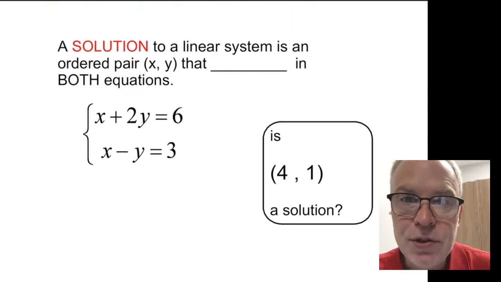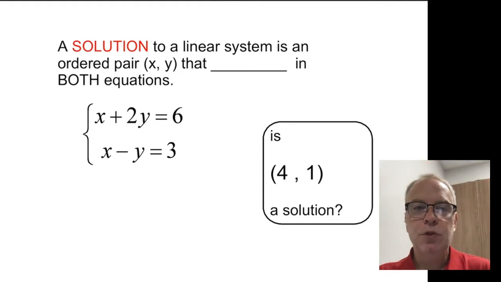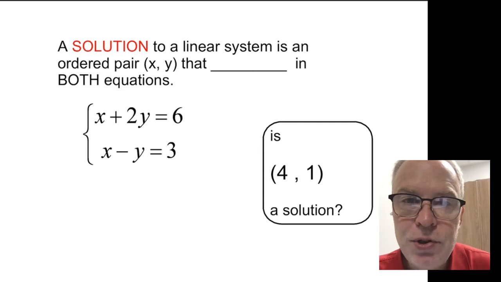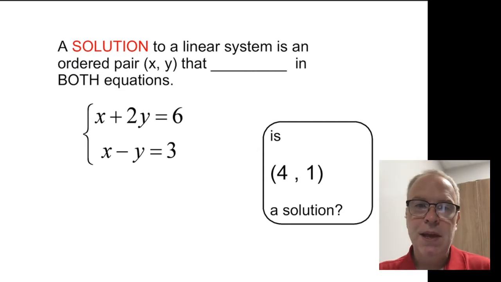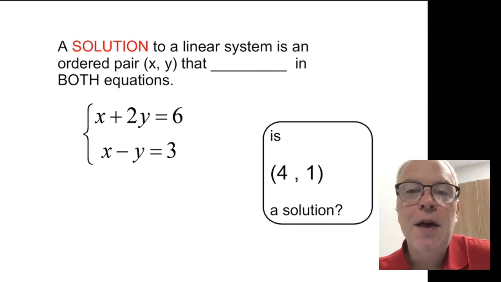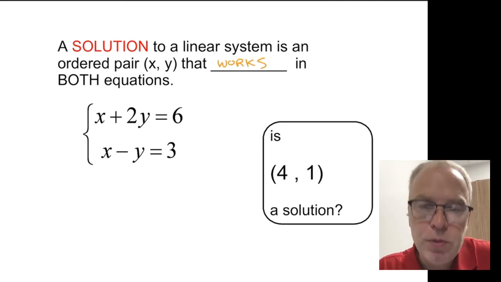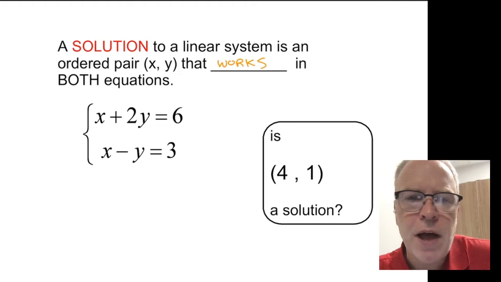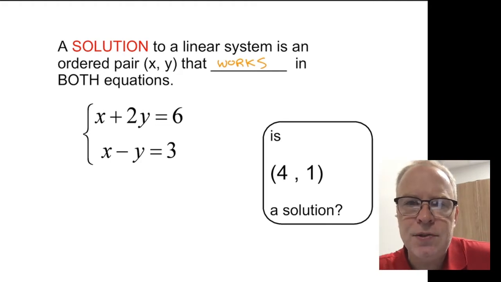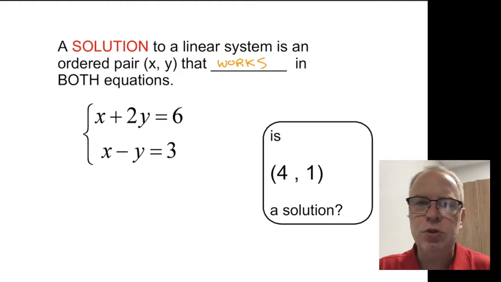Now, a solution, those are called answers, right? You want to know how to find the answer. So you better listen up. A solution to a linear system is an ordered pair that works in both equations. So this is the numerical. How do you know that an answer is an answer? Well, you plug and chug it and you see if it works.